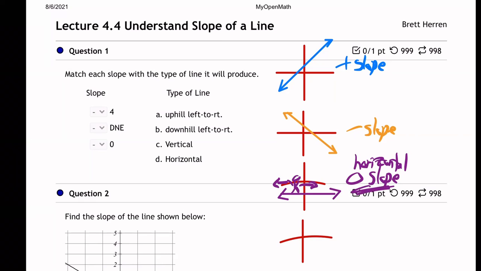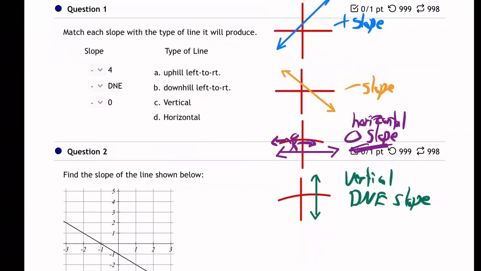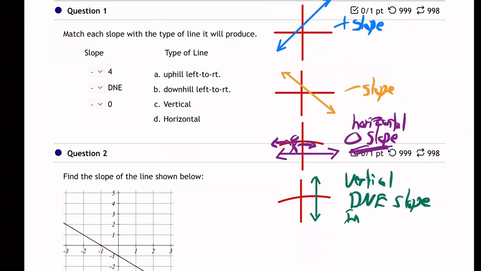Okay. And now the last case, what if you're on a line that's like perfectly straight up and down? That's like a cliff. That's a vertical line. Now that can't be 0 slope. You know what it is? It's DNE slope. Because you know what DNE actually means? Infinity. That's what it means.